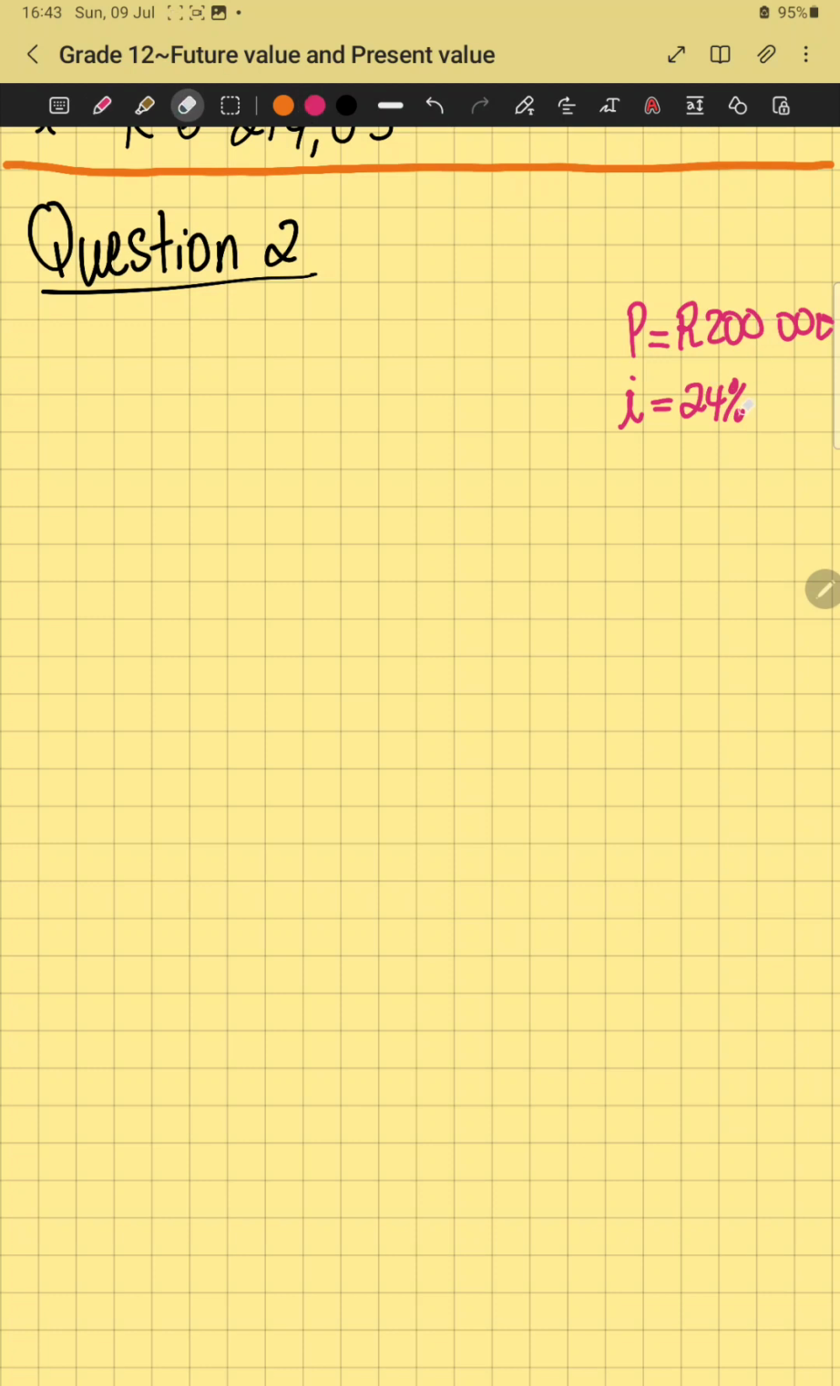Or let me just also convert this. Let's just divide by 100, and then we get 0.24, and then they say now the number of years must be 5 years, and then we are looking for A. It is accumulated value. Okay, so this is the information that we have for question 2.